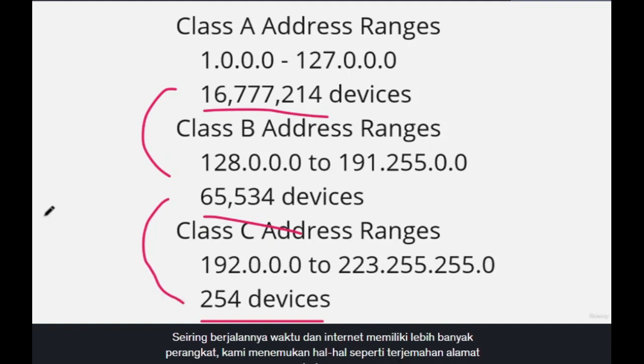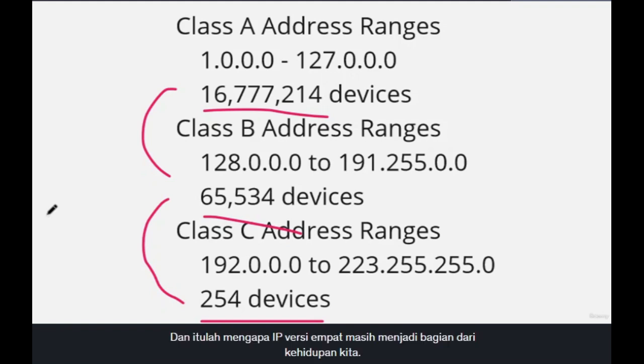As time went on and the internet got more devices, we came up with things like network address translation and variable length subnet masking to alleviate and prevent the exhaustion of public IP addresses. And that's why IP version 4 is still part of our lives. I remember in college back in the late 90s, they told me that IP version 4 was going to be gone in a few years, that we were going to have to go to IP version 6. Well, that's because things were different back then, and they came up with many ways to save this public IP version 4 address space, and we'll learn much more about that as we get deeper into this course.